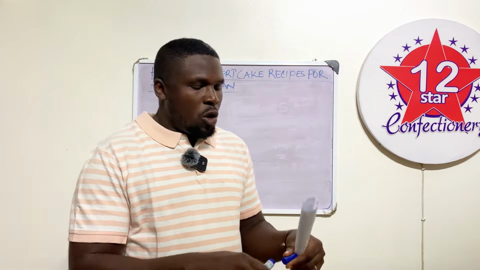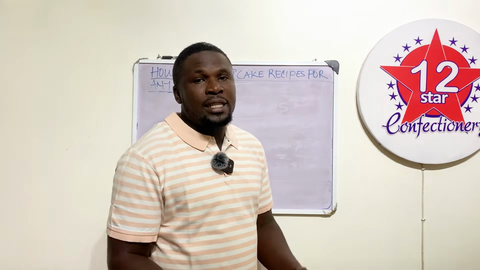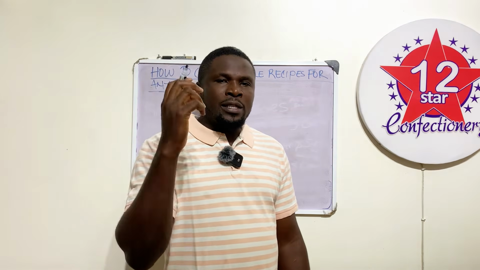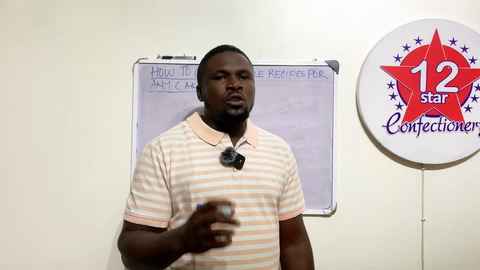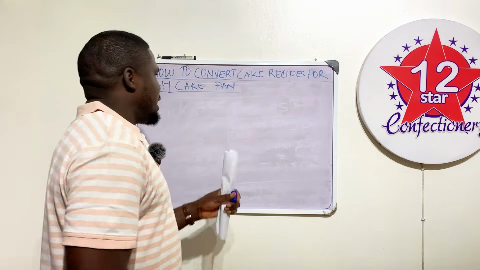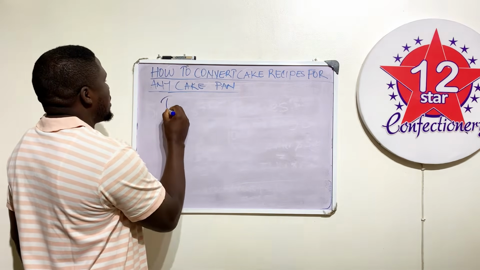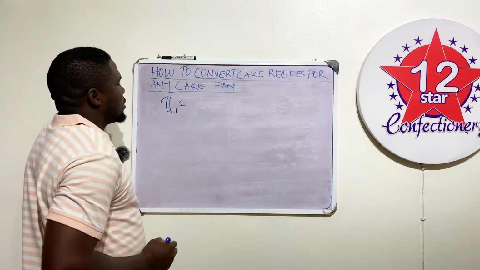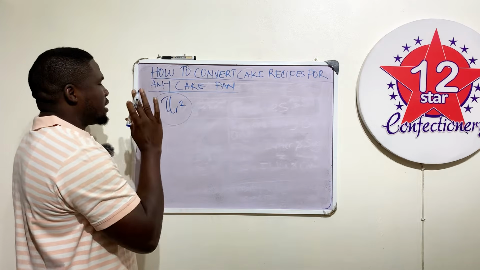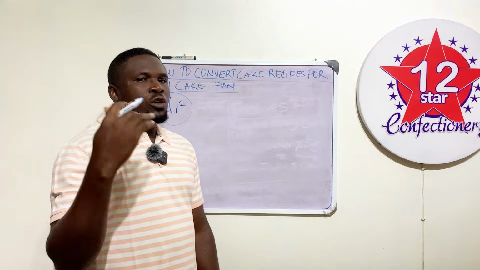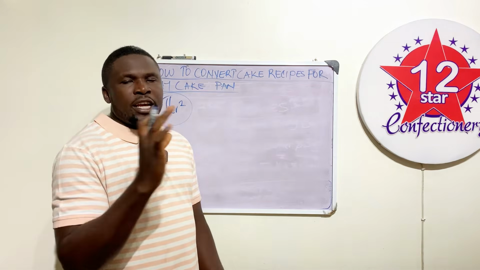So first of all, what we need to do here is to get the surface area for our 6 inches cake pan. For us to get the surface area for our 6 inches cake pan, here is the formula. We have our pi r squared. So this pi r squared is the formula to get your surface area for any circle.